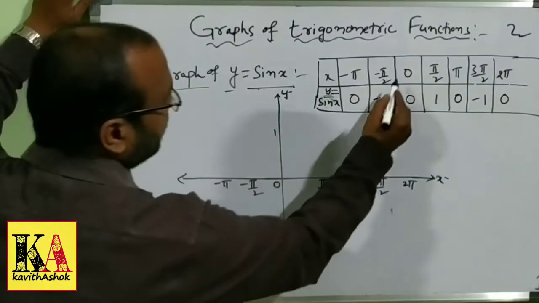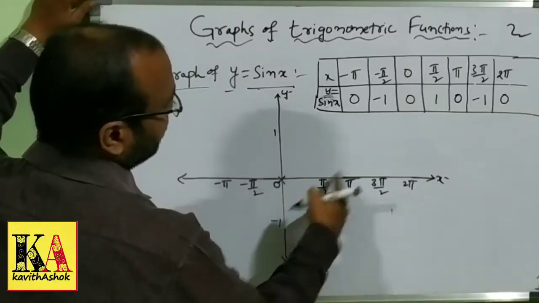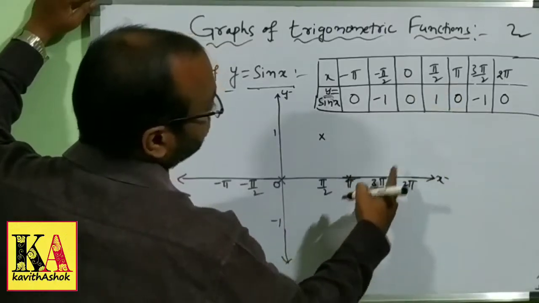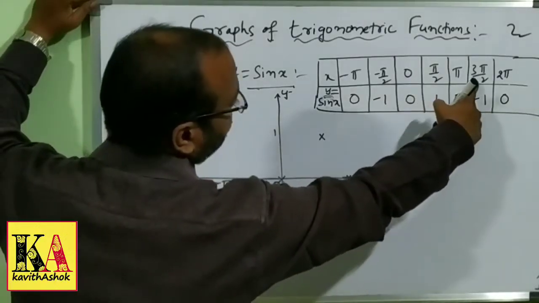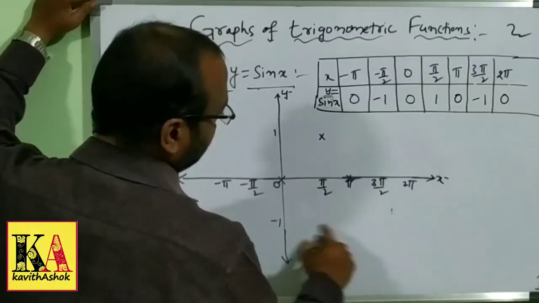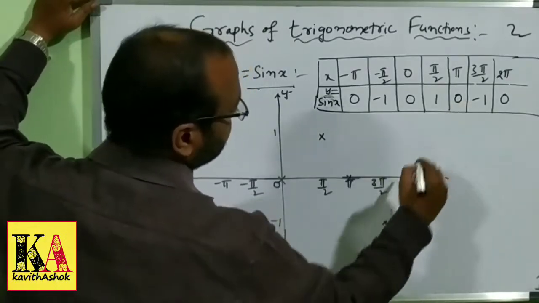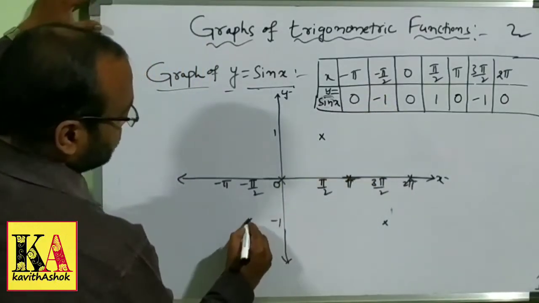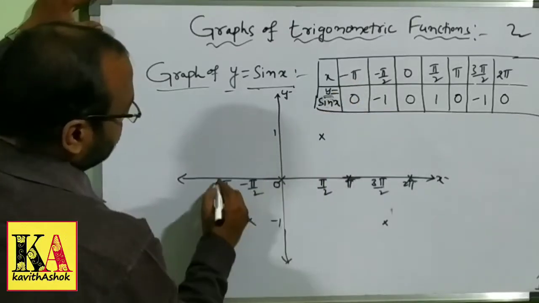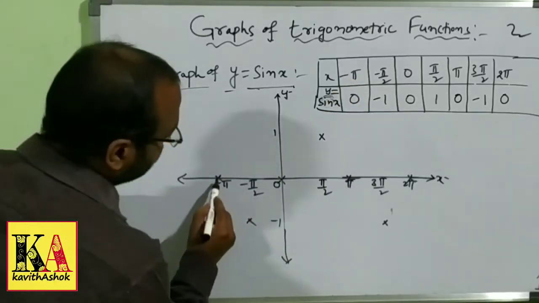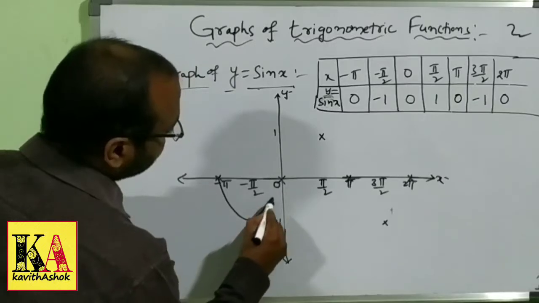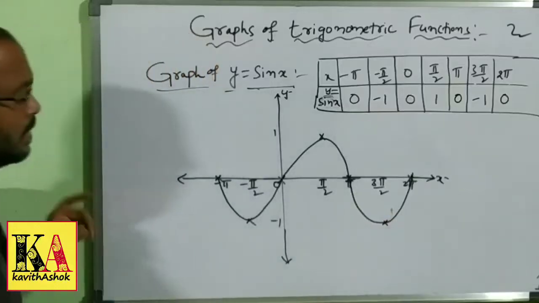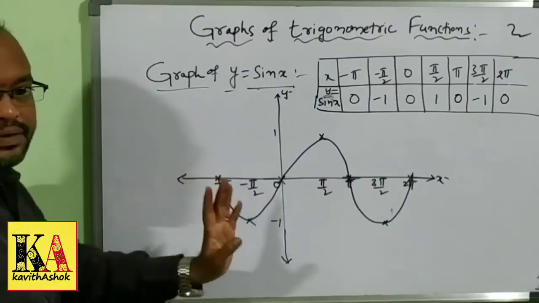Now, sin 0 is 0. Sin 90 is 1 at pi by 2. Sin pi is 0. Sin 270 is minus 1 at 3 pi by 2. Sin 2 pi is 0. Next, sin minus pi by 2 is minus 1, and sin minus pi is 0. Now join these points. This is the graph of y is equal to sin x.